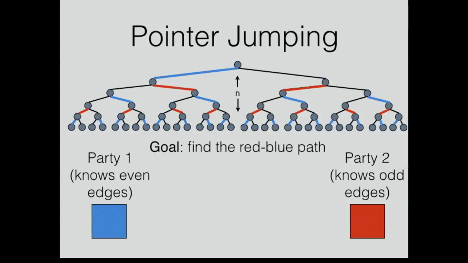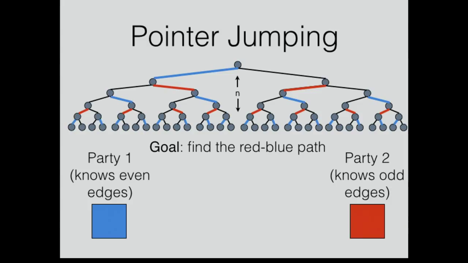Okay? So what's the complete problem? It's the pointer jumping problem. So here, the inputs correspond to edges in a complete binary tree. So there's sort of this underlying complete binary tree. It has depth n.